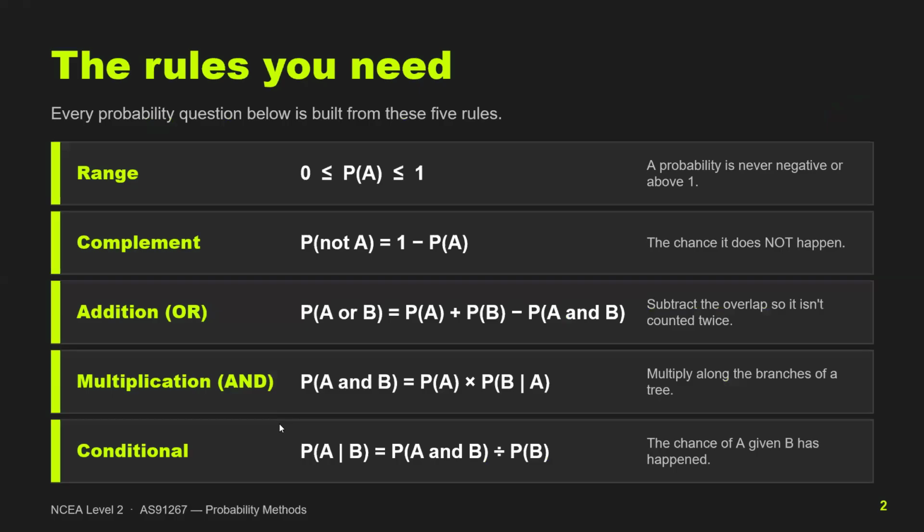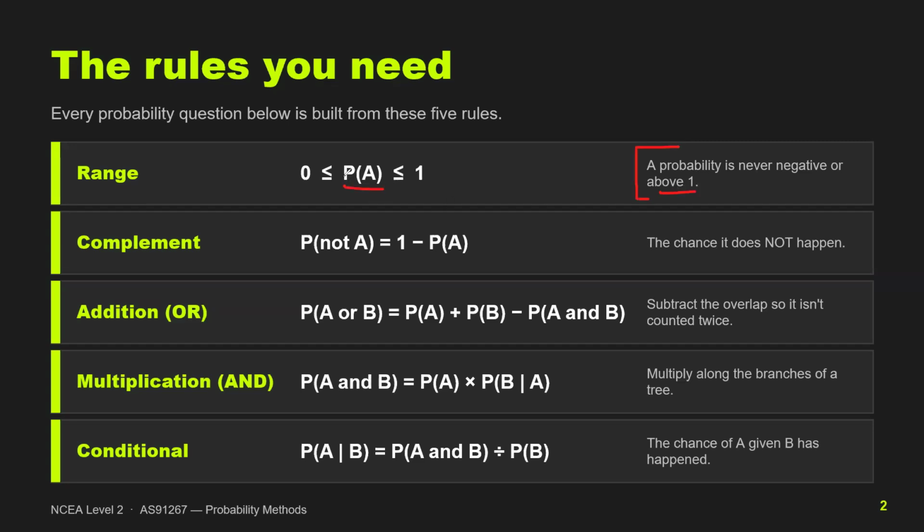So let's see. First off, you would have to know some of the rules. Every probability question below is built from these 5 rules. First of all, you have to be aware that the range of any probability is always greater than or equal to 0 and less than or equal to 1. So the probability of an event can never be negative, nor can it be above 1.